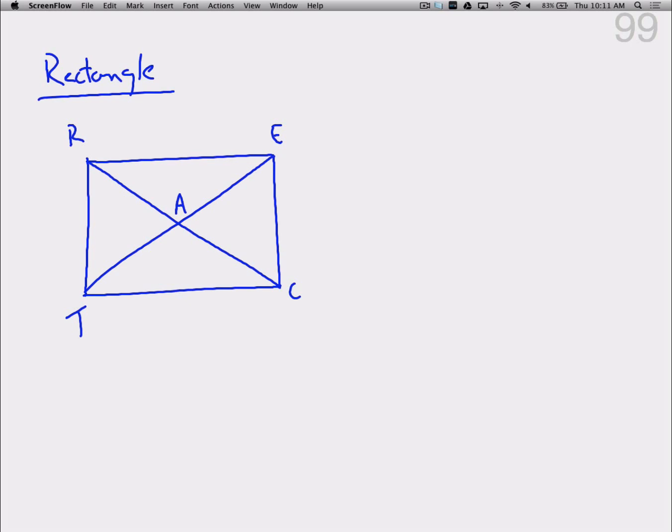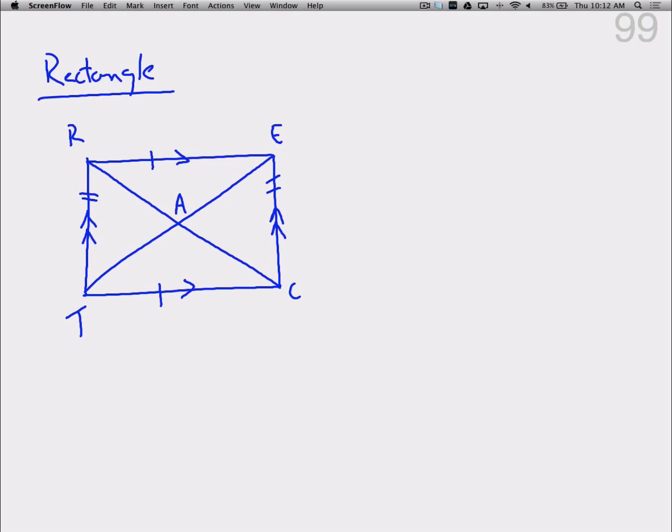The diagonals bisect at A. They bisect each other? Yeah. Okay, good. Each side is parallel and congruent to each other. Okay, so this is parallel to this, that's congruent to that. This is parallel to this, that's congruent to this. It's a good start. What else you got?